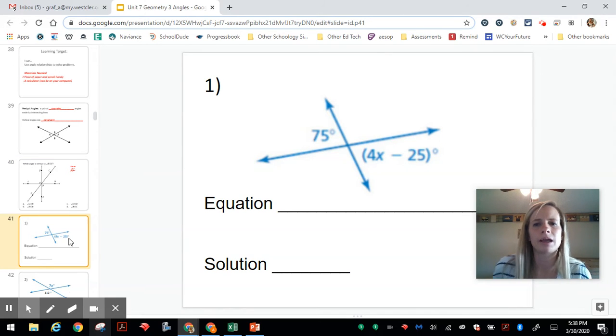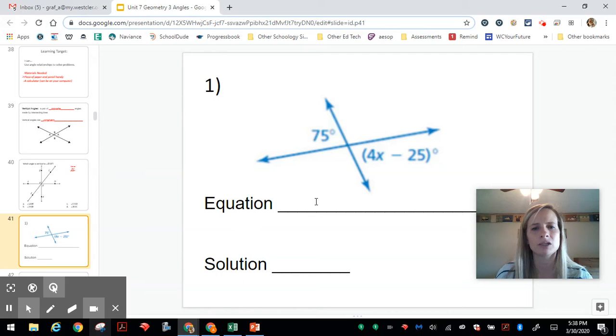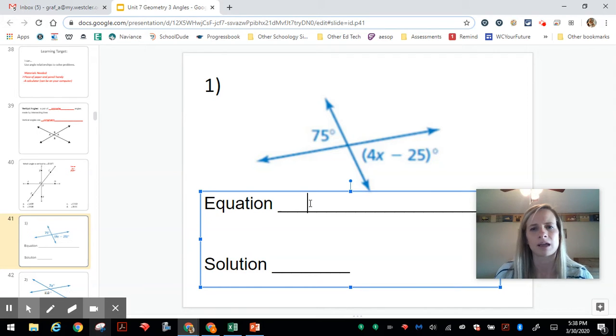Okay, so I have my vertical angles here. You can tell they're opposite from each other and they look like they are the same exact size. Those are vertical angles. So I need to set up an equation for these angles.